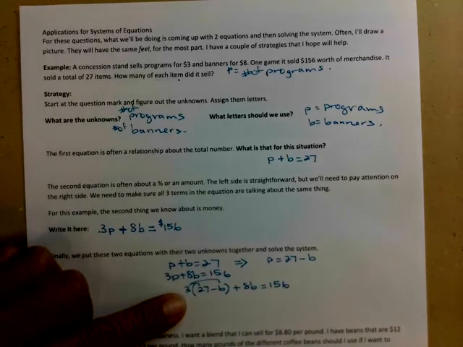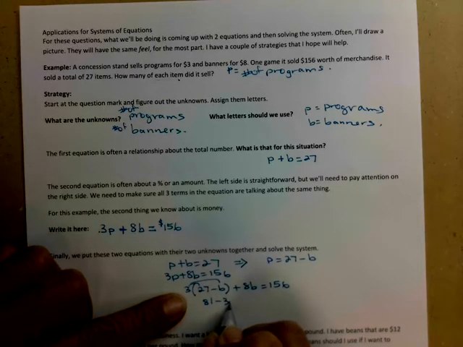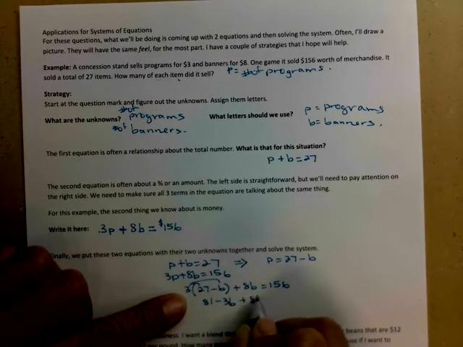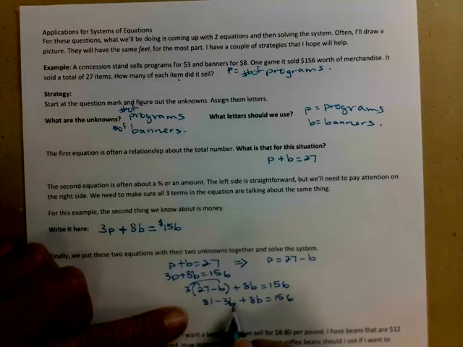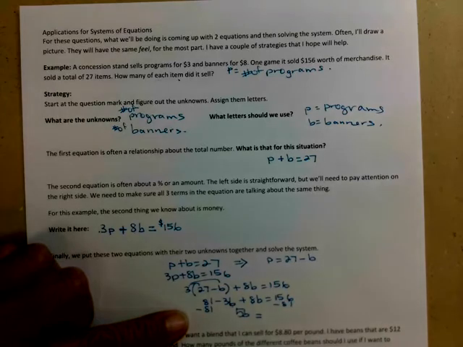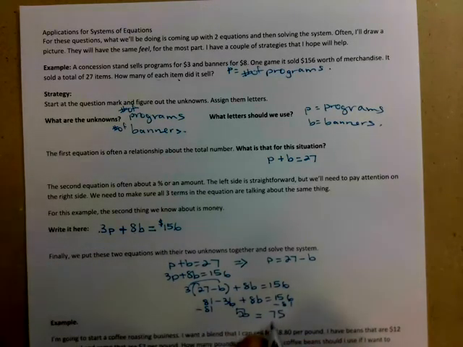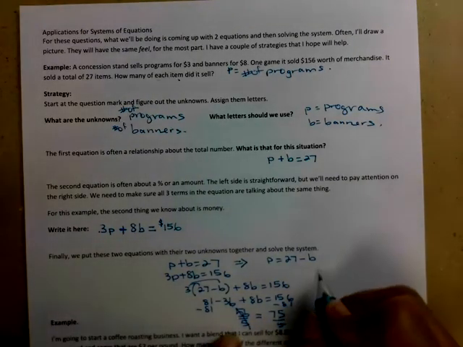Distribute your 3. So 81 minus 3B plus 8B equals 156. Negative 3B plus 8B, that's 5B. I'm going to subtract 81 from both sides. I'm running out of space, so I'm going to do it down here. So 156 minus 81 is 75. So 5B is 75. Divide both sides by 5. Looks like B is 15.